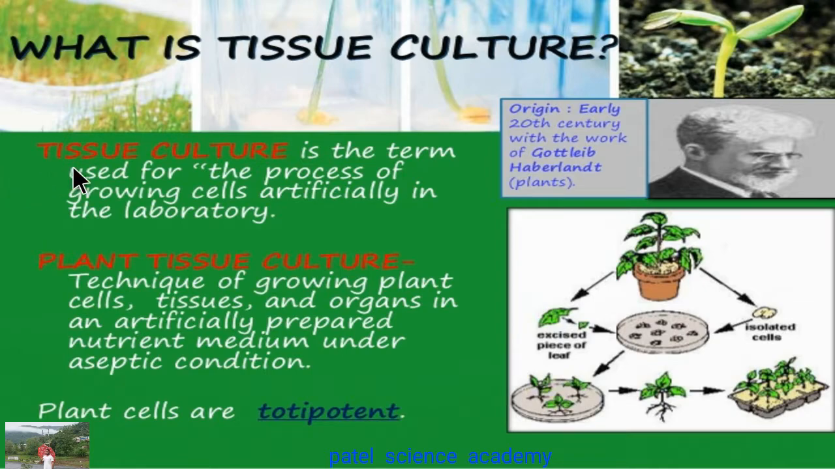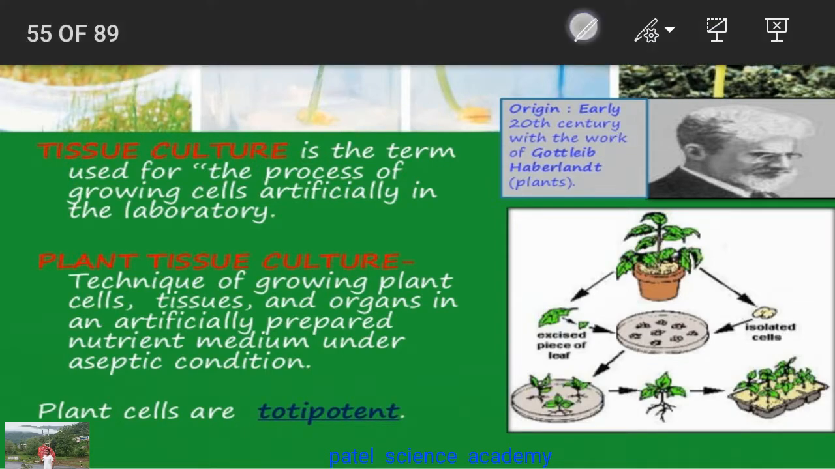We'll see all those terms one by one. First, we'll clarify tissue culture. Dear students, tissue culture is the term used for the process of growing cells artificially, meaning in laboratory conditions, not in the natural body condition. If you have collected cells from any part of the plant and you grow them artificially, in vitro in the laboratory, this process is called tissue culture.